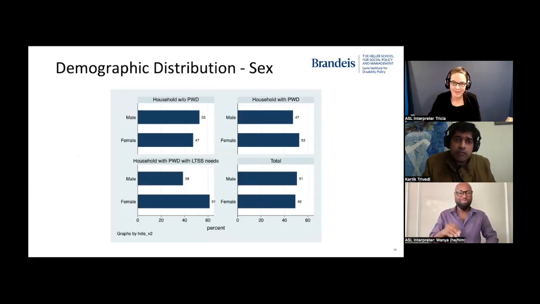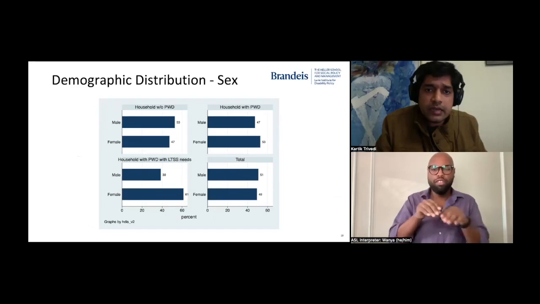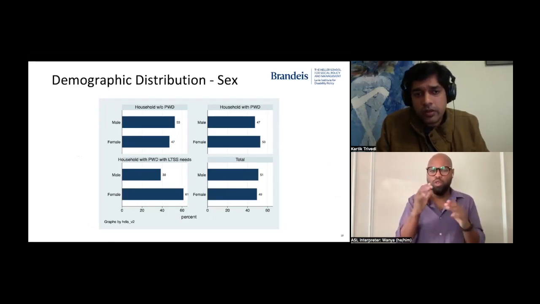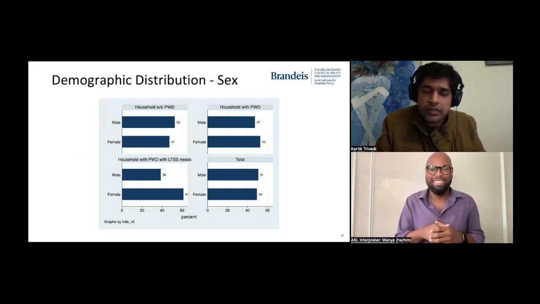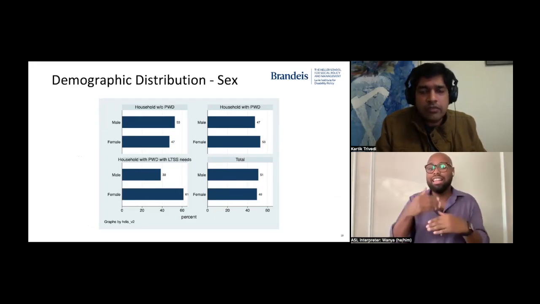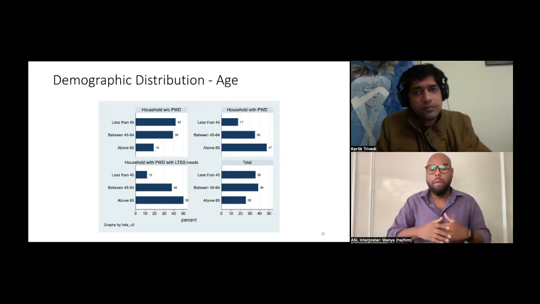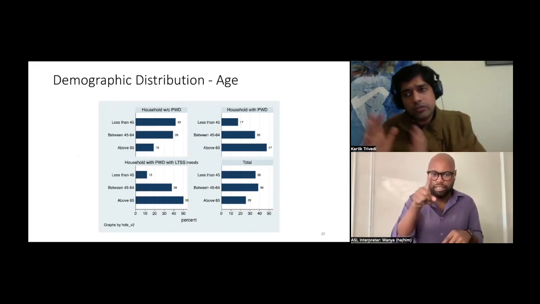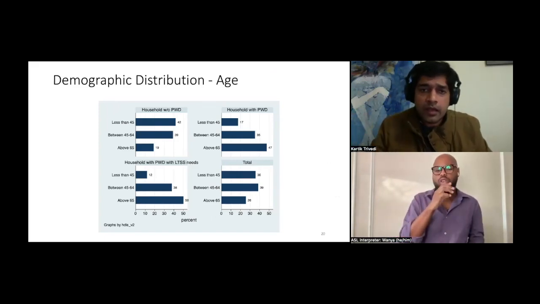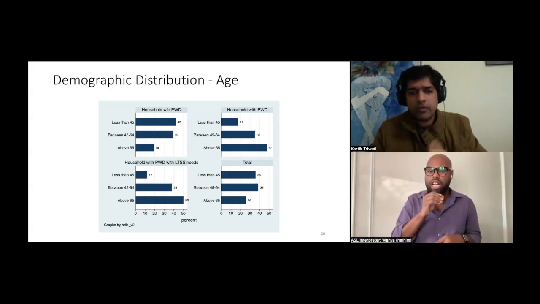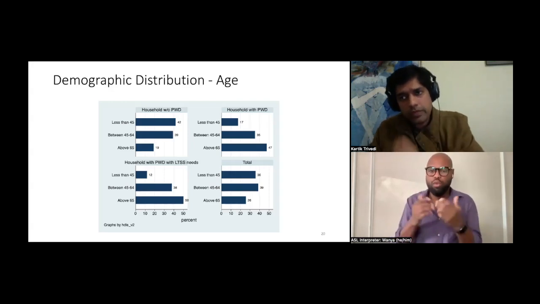These are the general demographic distributions that we can see for households. What I want to draw your attention to is that there is a difference in households with people with disabilities and LTSS needs, with more female householders for LTSS households. And on to the next slide, where we will look at age distribution. It is not surprising to see that LTSS households tend towards older age than households without people with disabilities. So that's a key difference that we see. Age is correlated with the presence of a householder with LTSS needs.